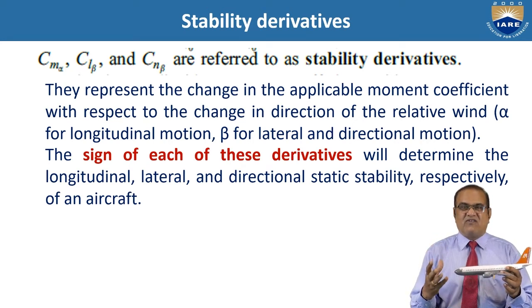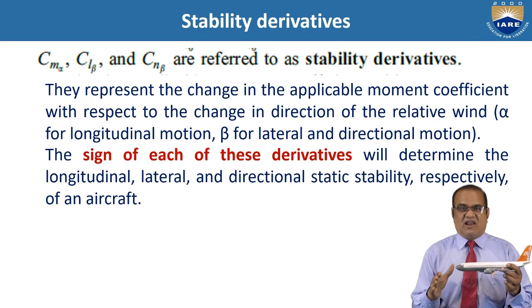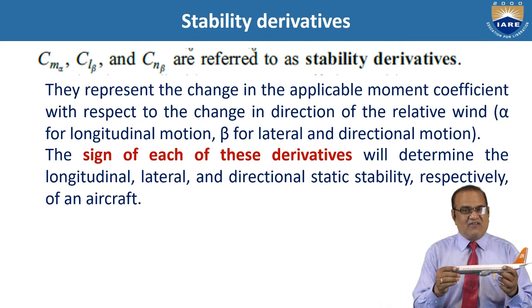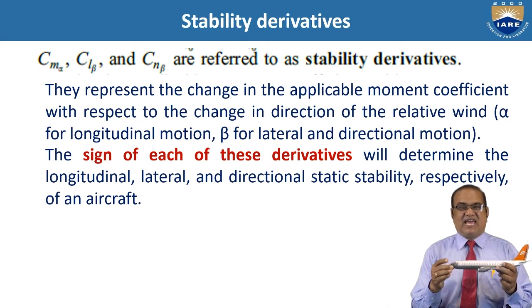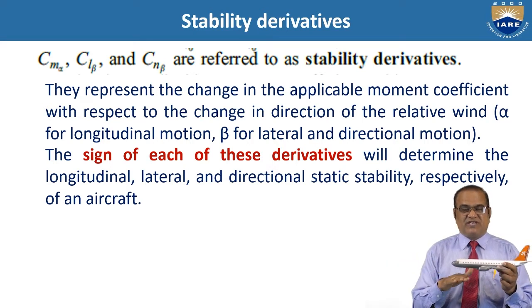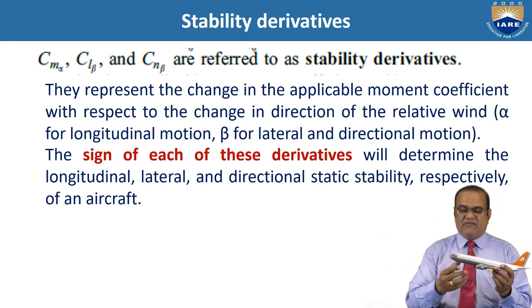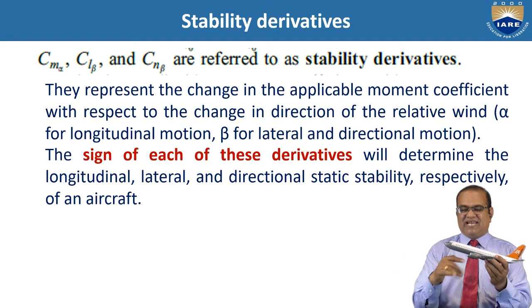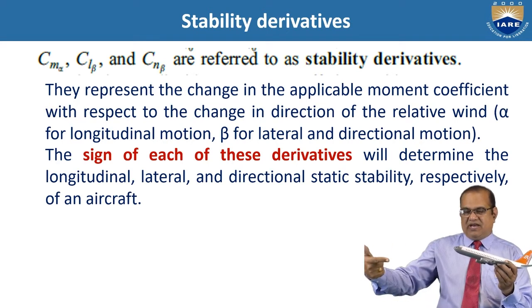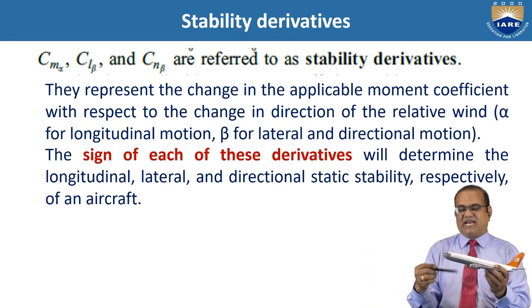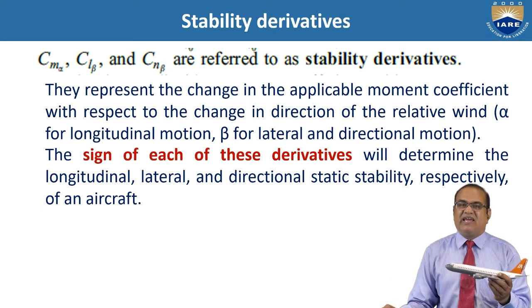So, the variation of this coefficient of moment with respect to the angle of attack. And what is the angle of attack? Angle of attack is the angle between the relative wind and the chord of the wing. So if it is flying like this and the wing is like this, then this angle from the relative wind is called the angle of attack.